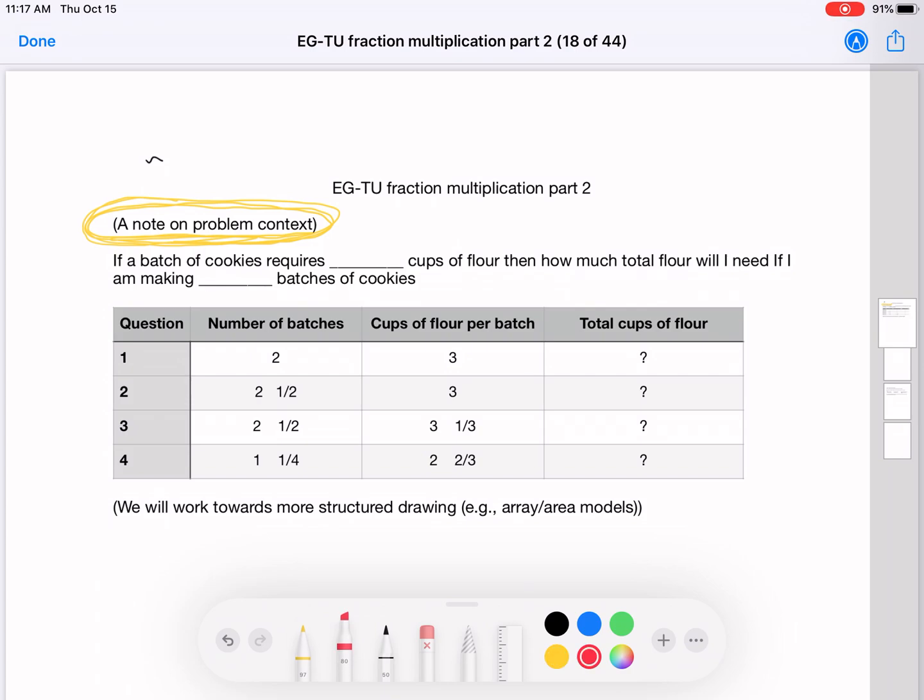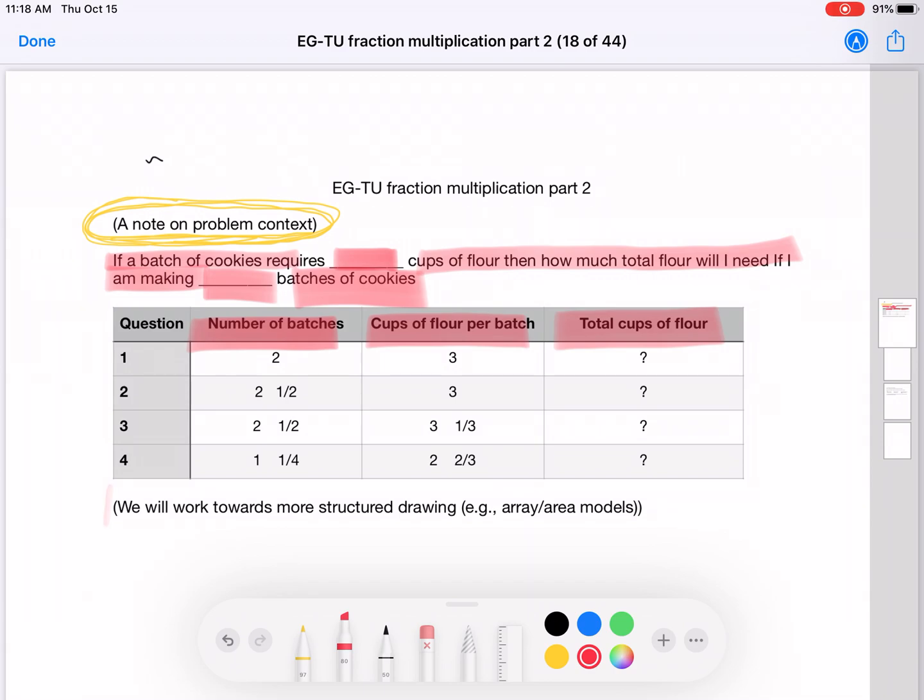So, again, this says if a batch of cookies requires blank cups of flour, then how much total flour will I need if I am making blank batches of cookies? So I've got the number of batches times the cups of flour per batch, and that equals the total cups of flour I will need. So this is just our basic equal groups total amount unknown word problem structure.